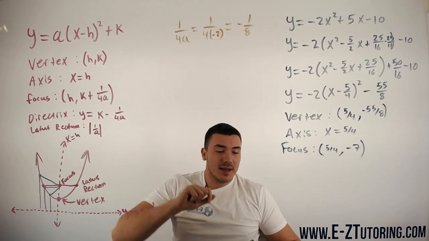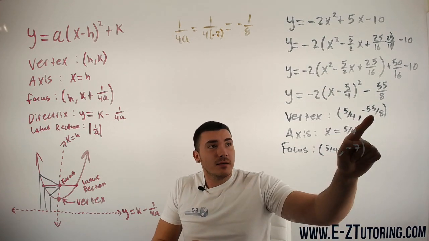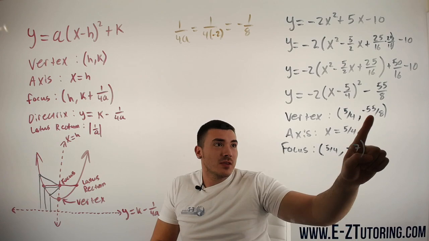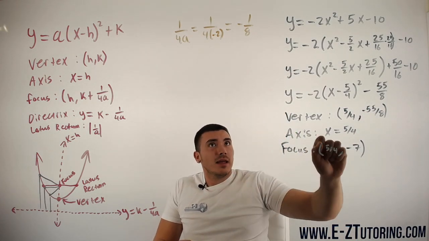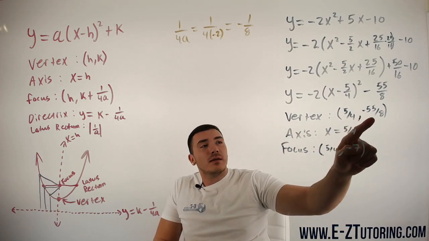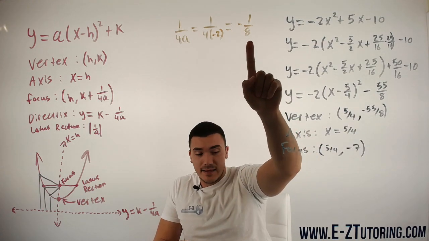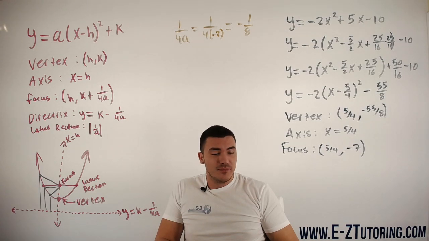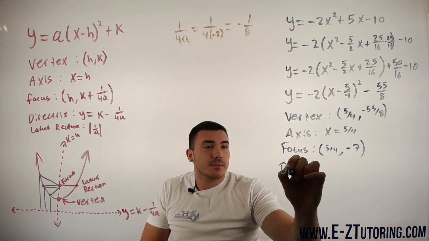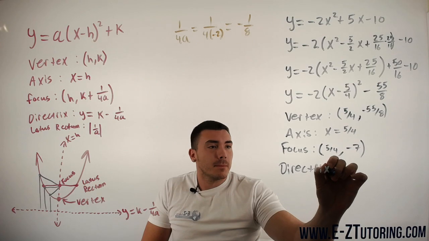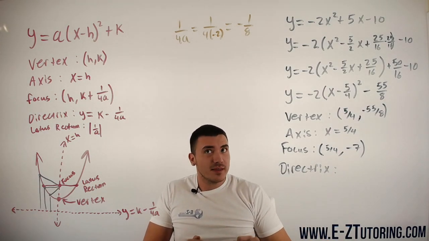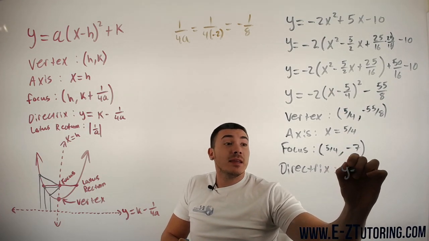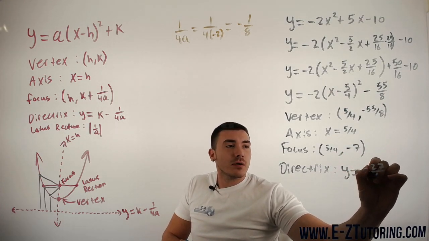Now that we found our focus, we can now find our directrix. y equals k minus 1/4a. So here's k. Here is 1 over 4a. But now we have to do this one minus this one. And this one is a negative. So it's going to be negative 55 over 8 plus 1 over 8, which is going to give us negative 54 over 8. So our directrix, negative 54 over 8, simplifies down to negative 27 over 4. So y equals negative 27 over 4.